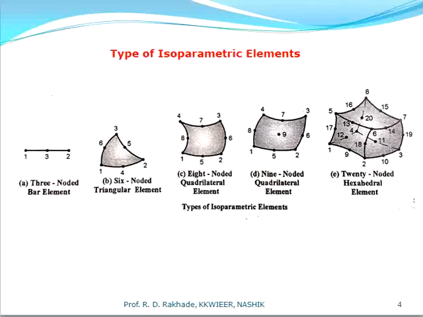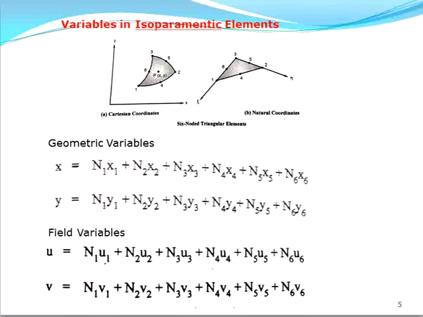So there are various types of isoparametric elements, such as, in figure 1, a bar element having 3 nodes: nodes 1 and 2, and the third one is an intermediate node. Then a 6 node triangular element, 8 node quadrilateral element, 9 node quadrilateral element, 20 noded hexahedral element. So these are the various types of isoparametric elements. Then in isoparametric elements, there are basically two types of variables. First one is geometric variables and second one is field variables.